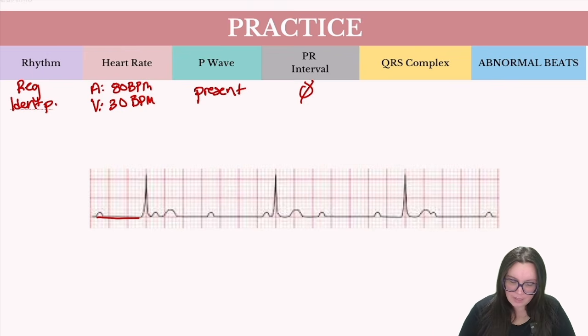Do I have QRS complexes? I do. And in this particular case, they appear to be narrow and normal. So this is going to be less than 0.12 seconds. And do I have any abnormal beats?